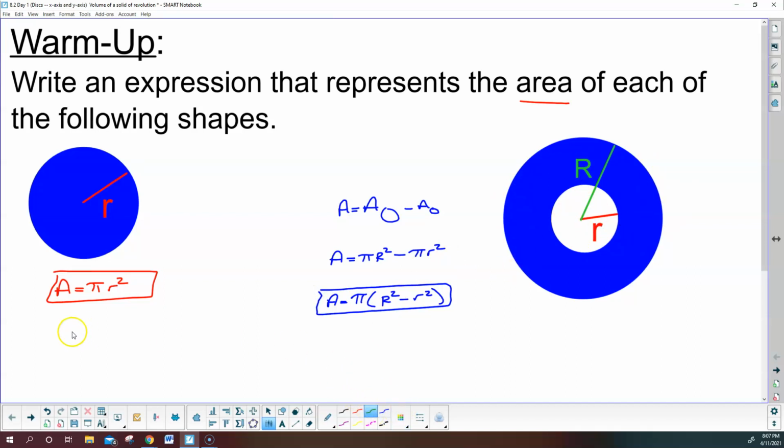Now, in a little bit, we're going to refer to this item not as a circle, but as a disk. And then this item, we're going to refer to as a washer. So today, our focus is solely on the disks. On Wednesday or Thursday, we're going to be looking at the washers.